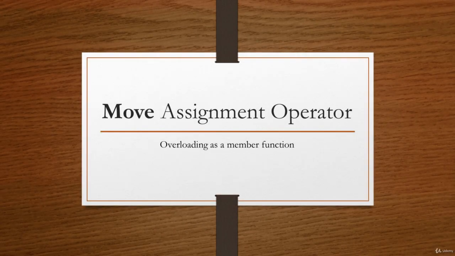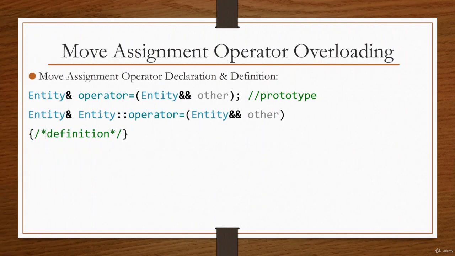Hi again. In this video we are going to talk about the move assignment operator and how to overload that, also as a member function. Here's a look at the move assignment operator prototype and definition. You'll notice the main difference between the move assignment operator and the copy assignment operator is that the move assignment operator takes in an R value as an argument. So in the formal parameter we have an R value reference.